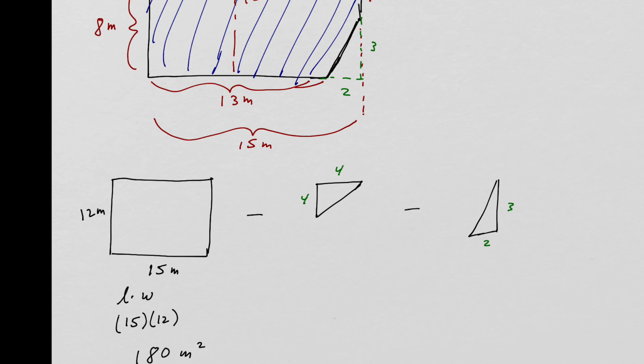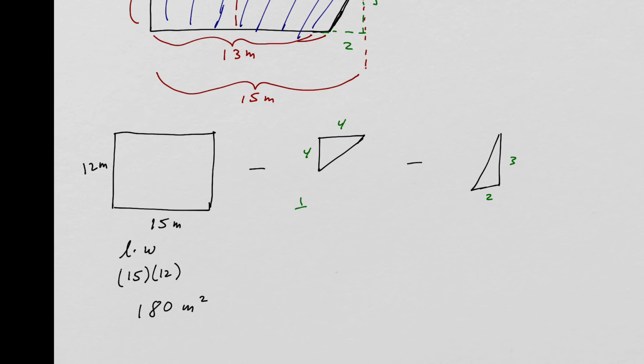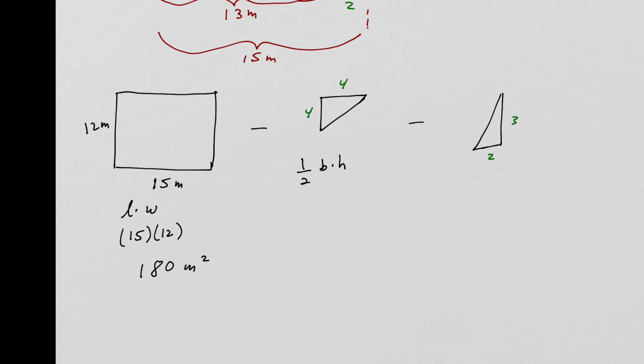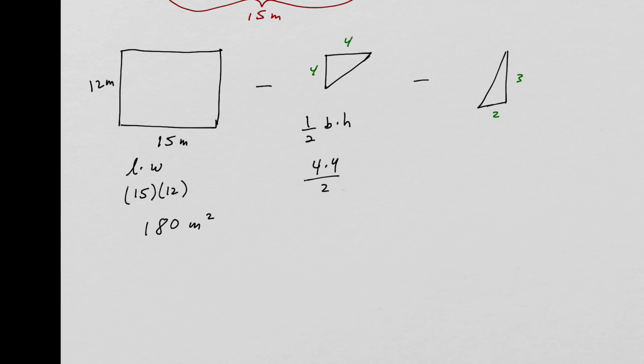And we know how to find the area of a triangle, right? It's 1/2 base times height, or base times height divided by 2. So this is going to be 4 times 4 times 1/2, divided by 2. So what's 4 times 4? That's 16 divided by 2. So this is going to be 8 meters squared. And in here, again, I have base times height over 2, so this is going to be 2 times 3 divided by 2, which is 3 meters squared.